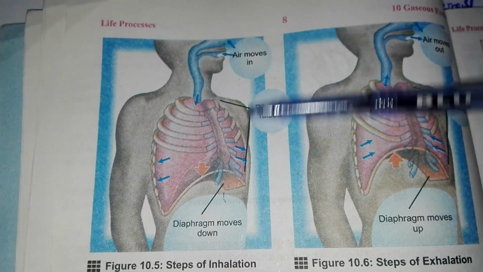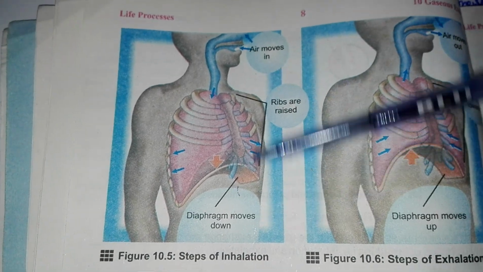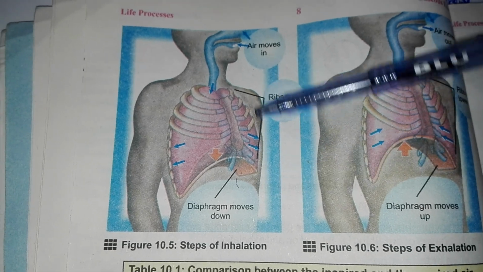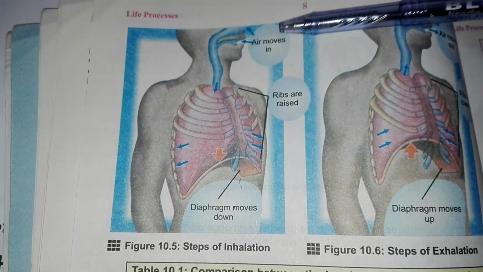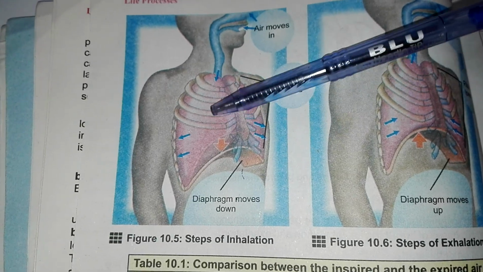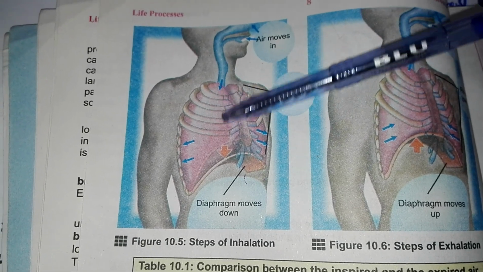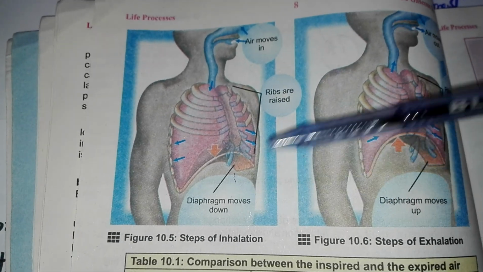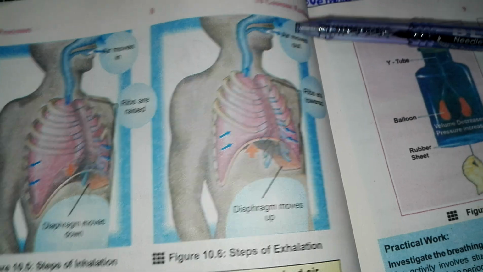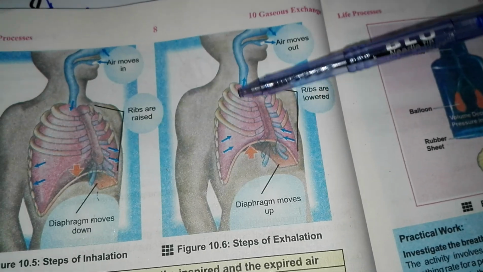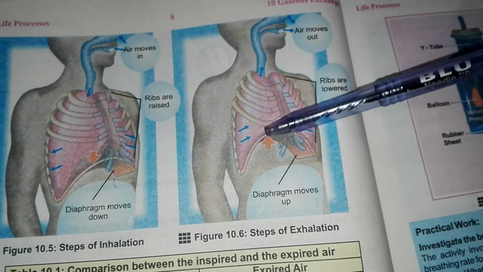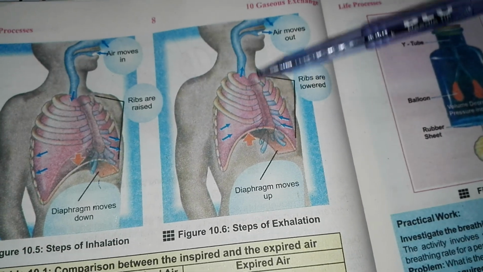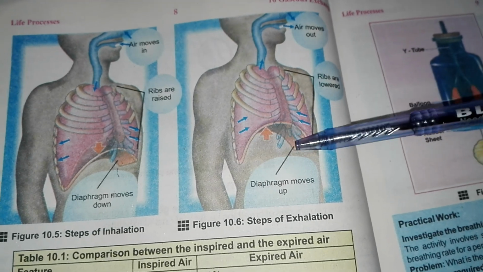Students, you can see here where the lungs are present. The lungs are present in the chest cavity. We can say that this is the thoracic cavity, where the lungs are present. When the air moves in, then the ribs are raised. You can see here the ribs are raised, and the diaphragm moves down. And when the air moves out, then the rib muscles are lowered. You can see here there are raised ribs, and there are lowered ribs, and the diaphragm moves up.